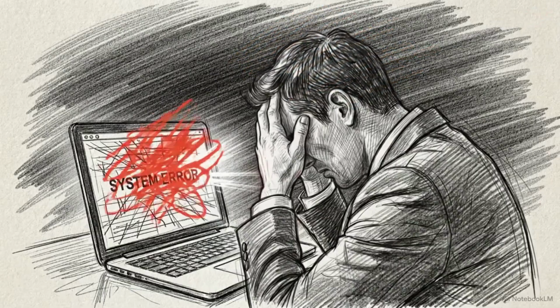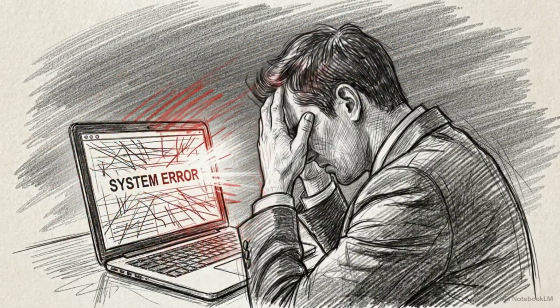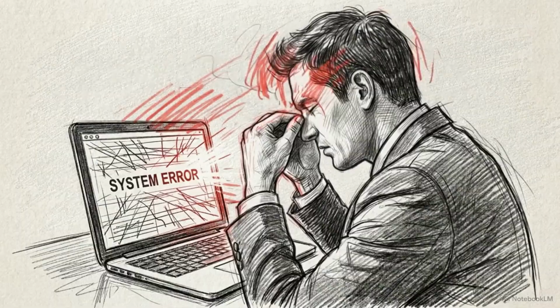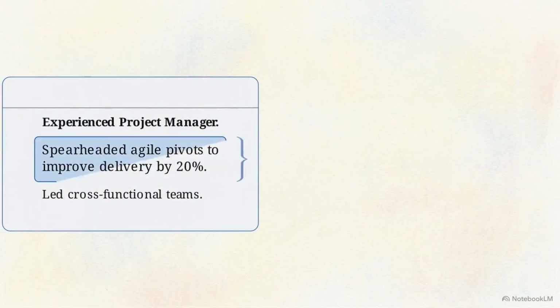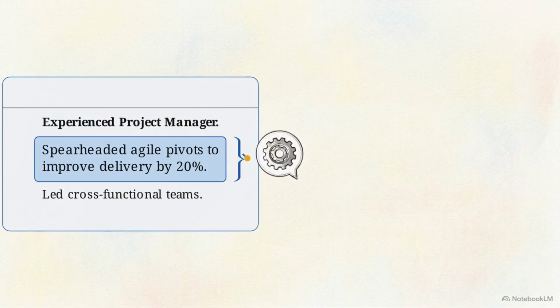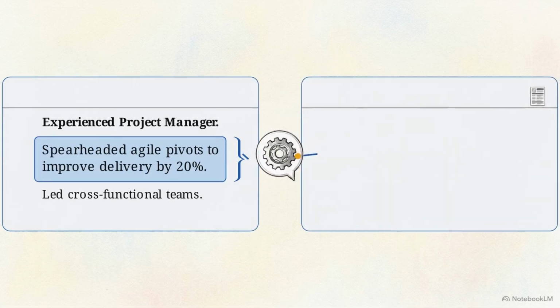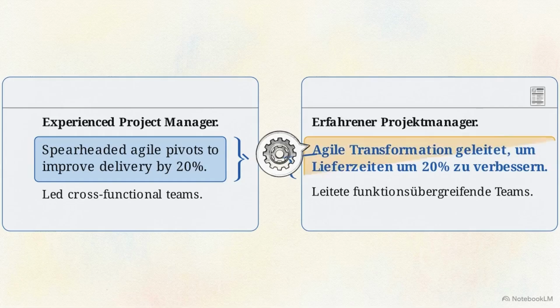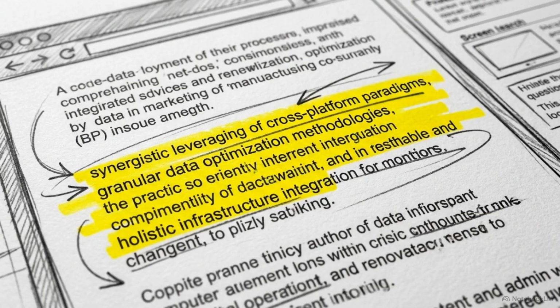Word-for-word translation mangles industry jargon, making an expert sound like an amateur. Global Resume AI bypasses this using contextual translation. Instead of swapping individual words, the system analyzes the intent and professional weight behind a sentence. The AI scans Alex's baseline achievements, identifying American tech idioms like spearheaded agile pivots or drove synergy.